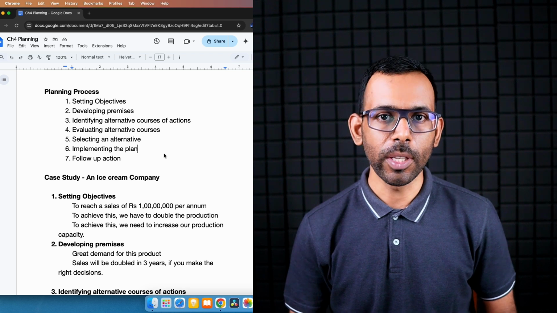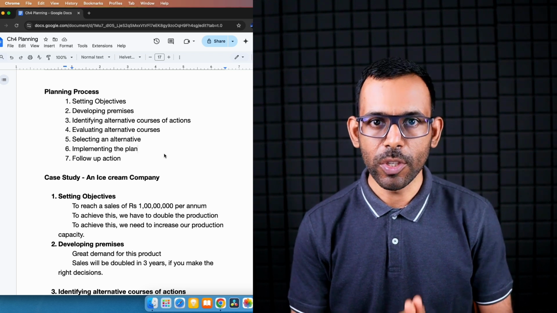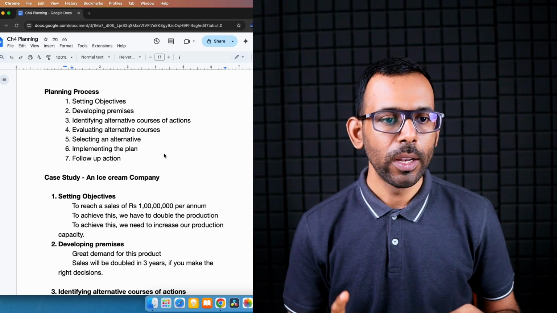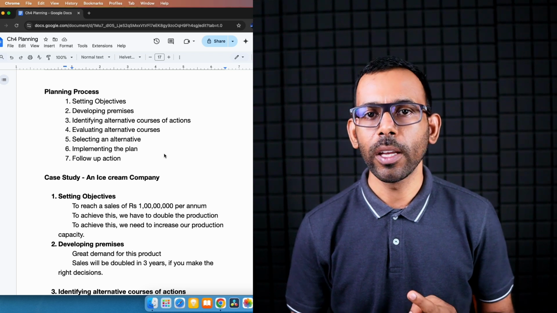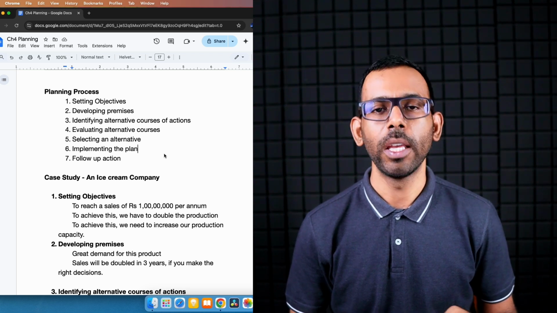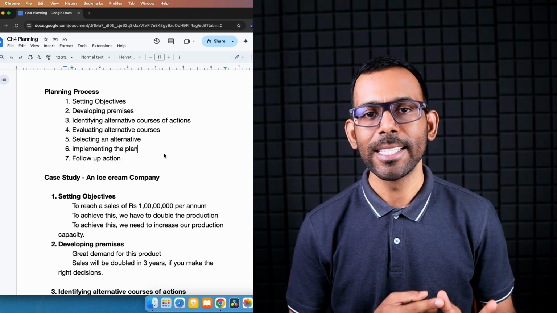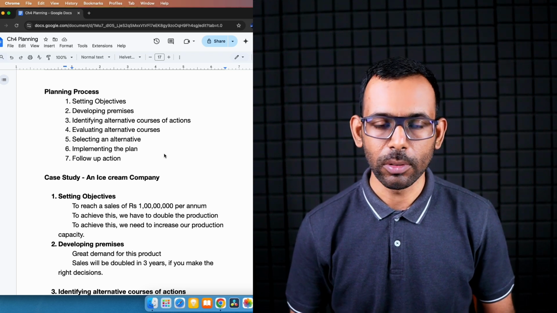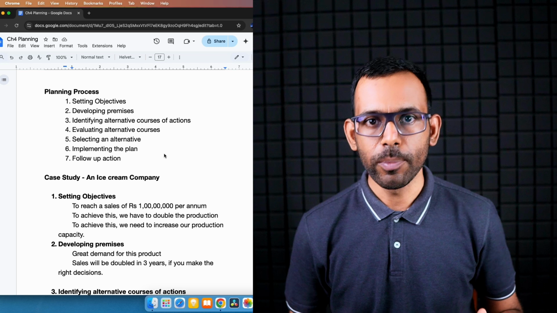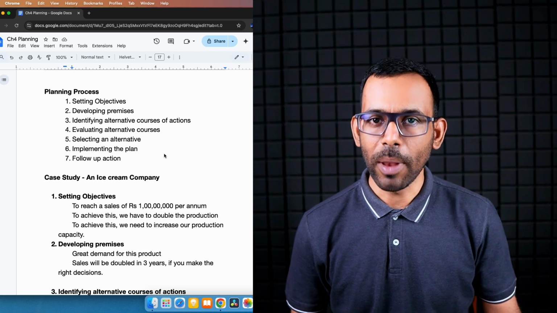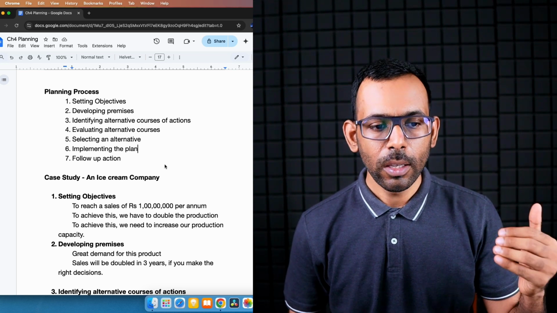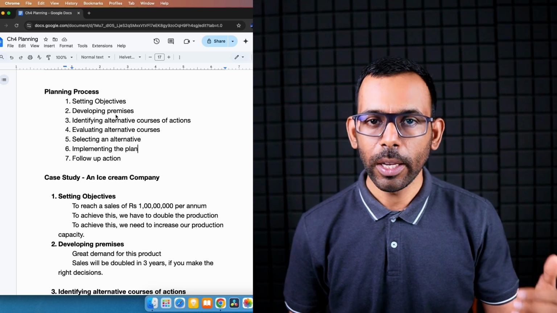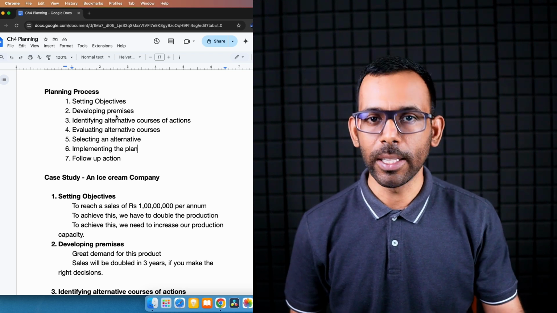There are 7 steps in the planning process, which are setting objectives, developing premises, identifying alternative courses of actions, evaluating alternative courses, selecting an alternative, implementing the plan, and following up action. These are the 7 steps that are involved in the planning process. Let us see each and every step in detail with the help of an example.